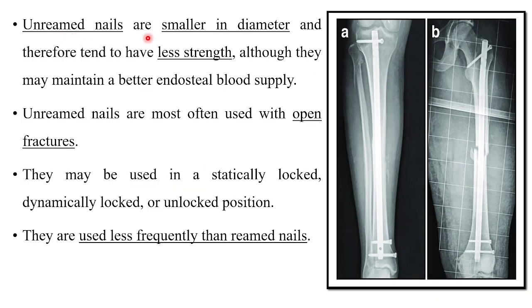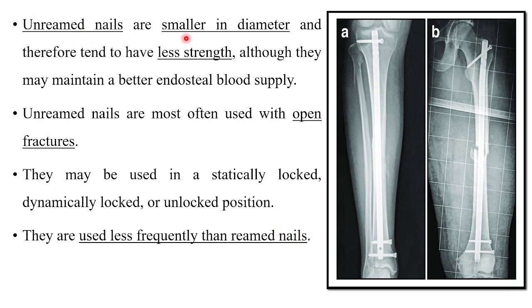Next is about unreamed nails. They are smaller in diameter and therefore tend to have less strength, although they maintain a better endosteal blood supply. Unreamed nails are most often used with open fractures. They are used in statically locked, dynamically locked, or unlocked positions. They are used less frequently than the reamed nails.